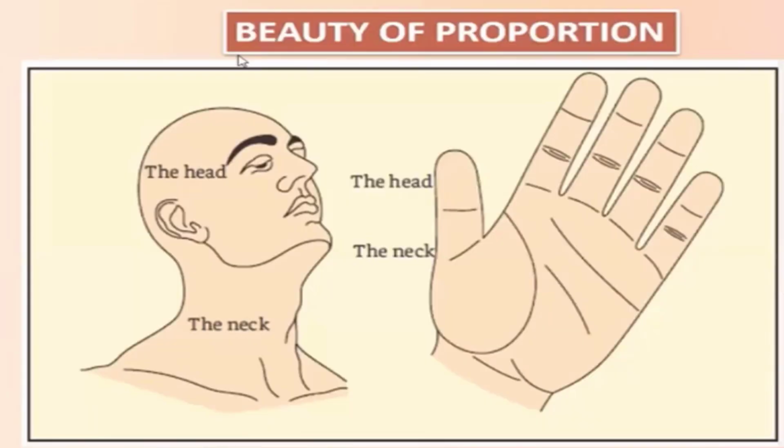Now, if you see the head. Our head has two parts, the head part and the neck part, right? So similarly, we are saying this is the head. So in our thumb also, we have two parts. The top phalange is the head part and the bottom phalange is the neck part. So this part is the head and this part is the neck.